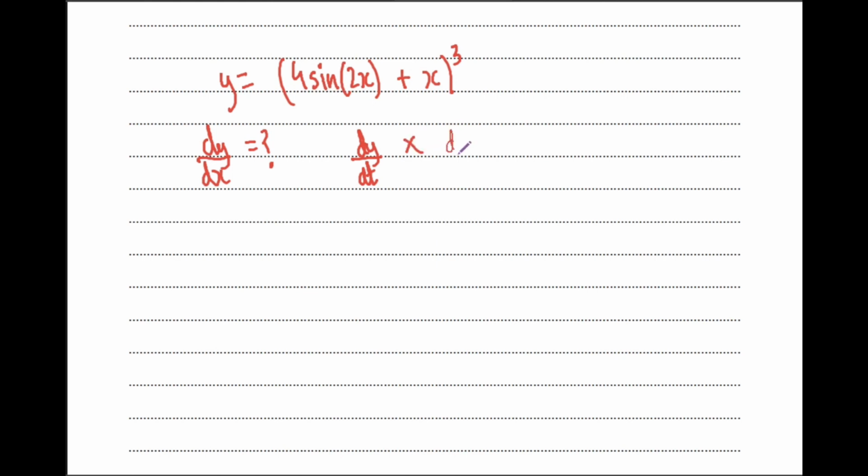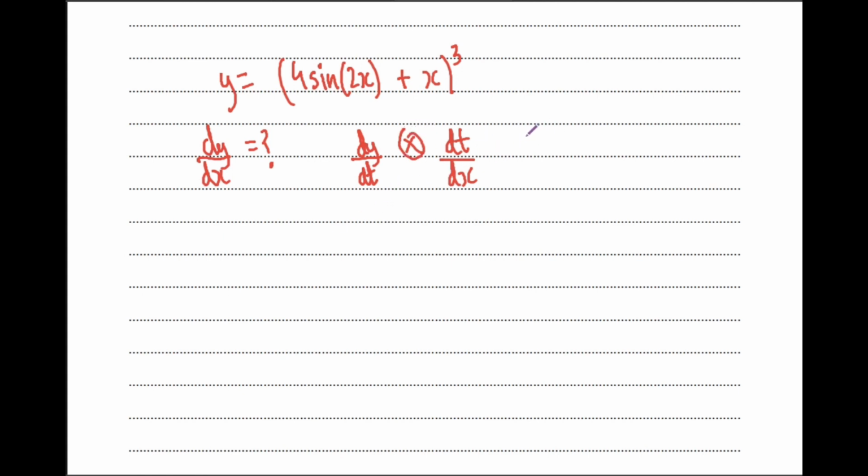Alright, let's do one final example. Let's say we have y is equal to, let's put everything that we've done together, (4 sine 2x plus x) all cubed. How do you find the derivative of this function? So we need dy by dx. Question mark. Well, we need two things. We need dy by dt, and we need dt by dx. This x right here is multiplication times dt by dx.